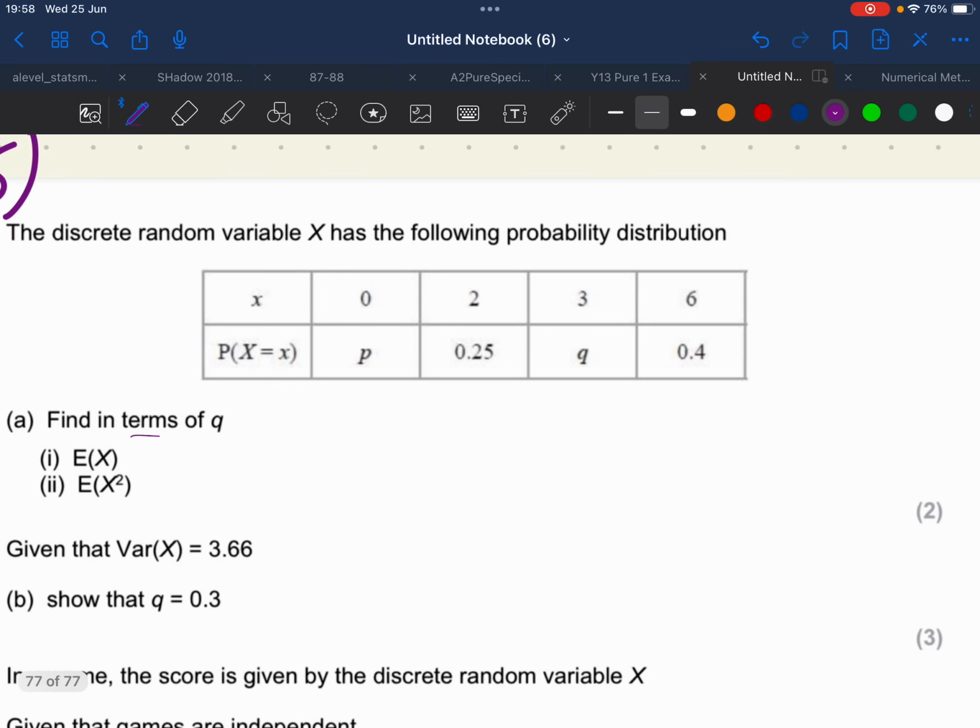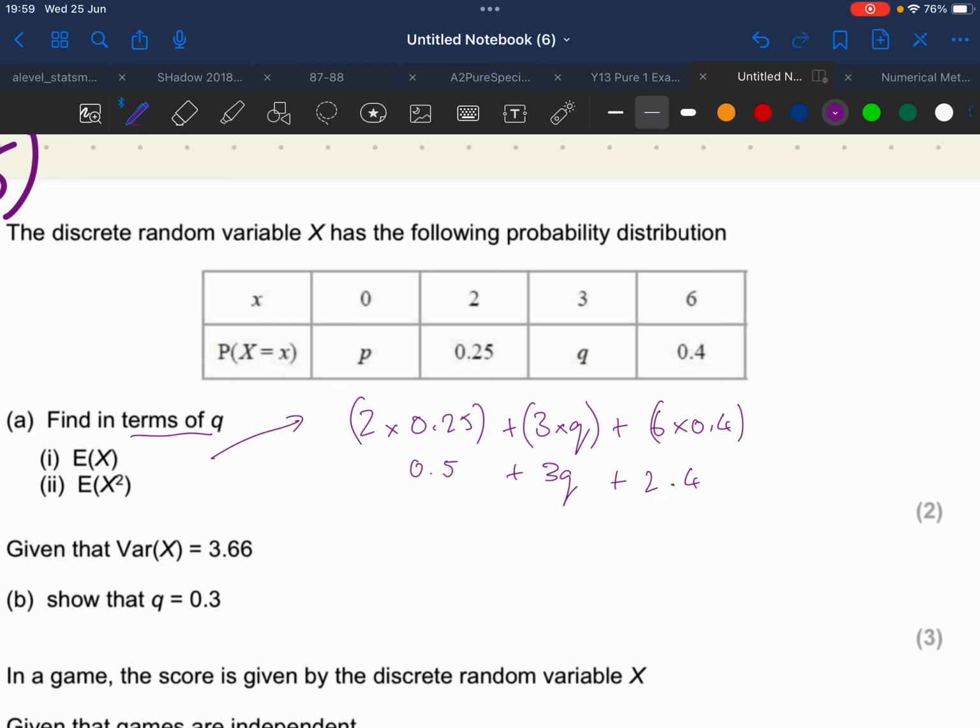So it says in terms of Q, the expected value is just going to be 2 times 0.25 plus 3 times Q plus 6 times 0.4. If we do all of that, that's 0.05. No, it's not. It's 0.5. So that's 0.5 plus 3Q plus 2.4. So 3Q plus 2.9.